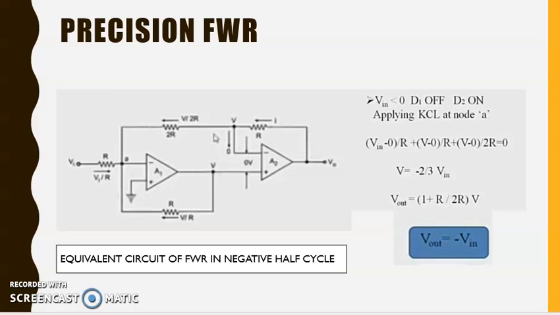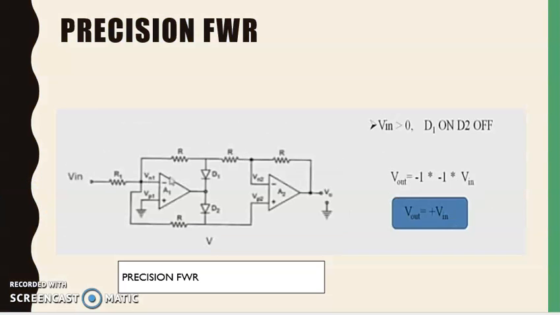Next we will see about the precision full wave rectifier. In the precision full wave rectifier, we give input to the inverting side. Here we can see V in, and the diodes are D1 and D2. With a precision full wave rectifier, you have to get output all the time. We have to get the output in the first positive half cycle, and next we have to get the output in the negative half cycle also. We can see first the positive half cycle.